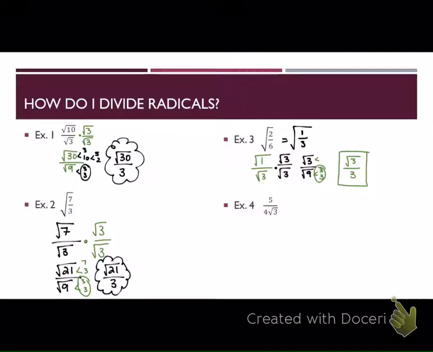All right, example 4 is a little bit different than what we've been doing. There is a radical in the denominator, which is not allowed. We cannot have that, but we have a 4 out front.